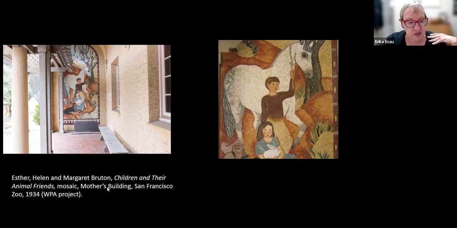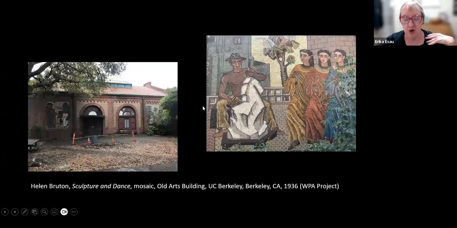They were also commissioned then to work on another WPA project, murals for the side panels of the old art building on the Berkeley campus. And these have been restored just recently. And again, they were able to choose their topics, and they chose as their subject sculpture and dance, and placed it in this kind of antique setting.